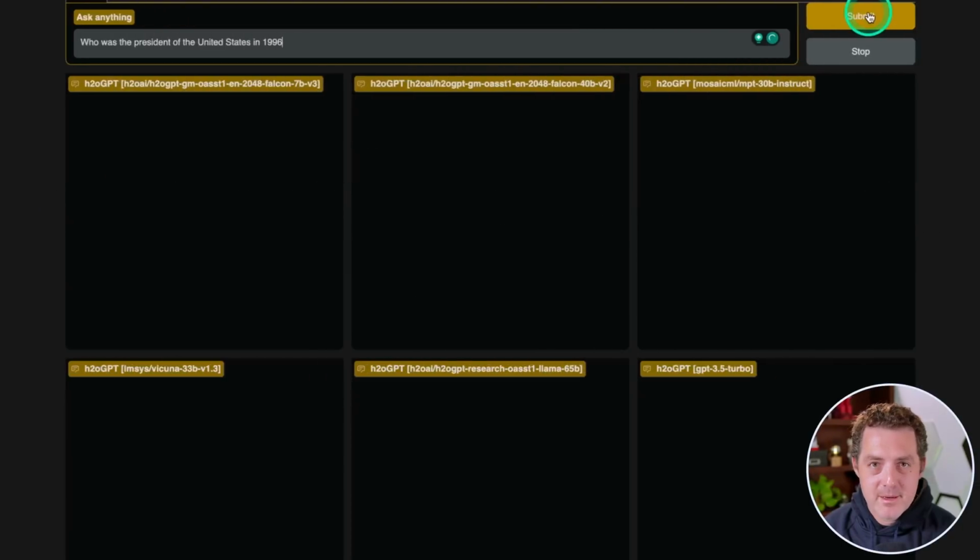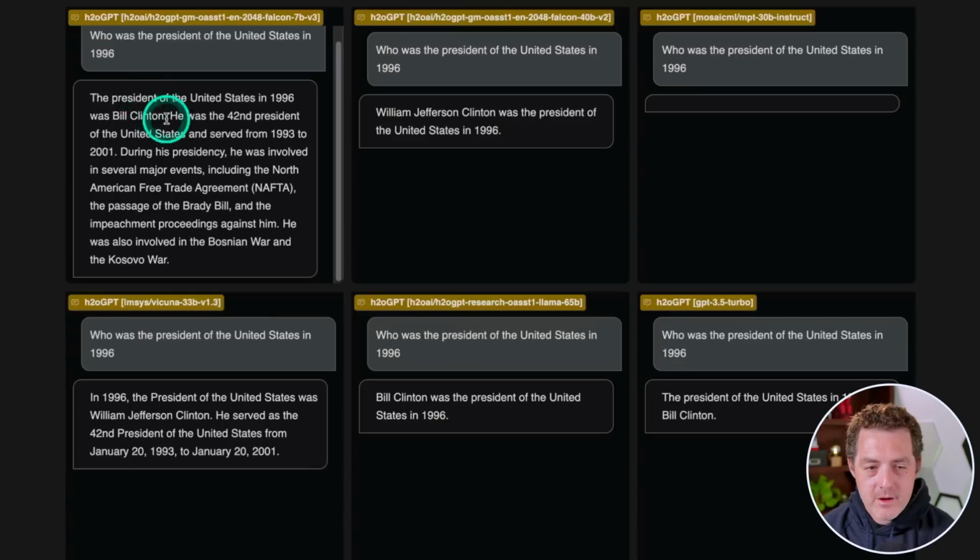Next, let's ask it about facts. Who was the president of the United States in 1996? Falcon 7B says Bill Clinton and also includes other information about Bill Clinton. William Jefferson Clinton was the president. That is fine. Falcon 40B is good.